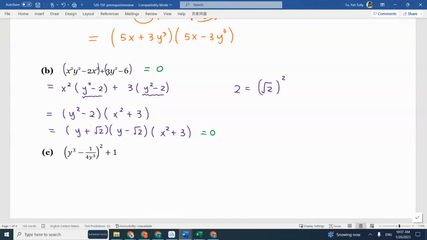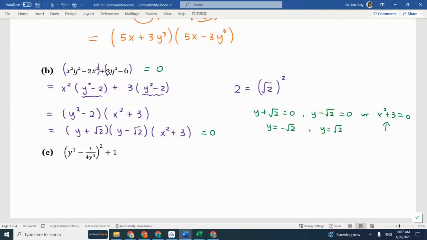So you have y plus square root of 2 is 0, or y minus square root of 2 is 0, or x squared plus 3 is 0. Here you solve for y. Y would be negative square root of 2. Here you solve for y. You add square root of 2 on both sides, so you get y equals square root of 2.